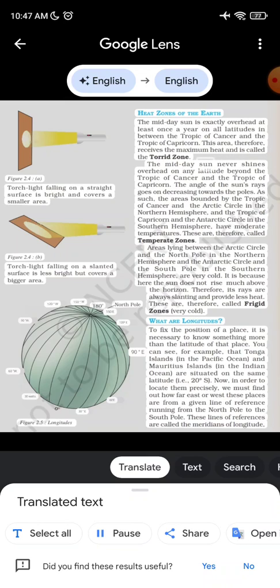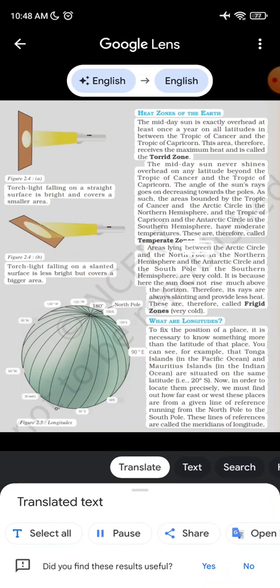The midday sun never shines overhead on any latitude beyond the Tropic of Cancer and the Tropic of Capricorn. The angle of the sun's rays goes on decreasing towards the poles. As such, the areas bounded by the Tropic of Cancer and the Arctic Circle in the northern hemisphere, and the Tropic of Capricorn and the Antarctic Circle in the southern hemisphere, have moderate temperatures. These are, therefore, called temperate zones.